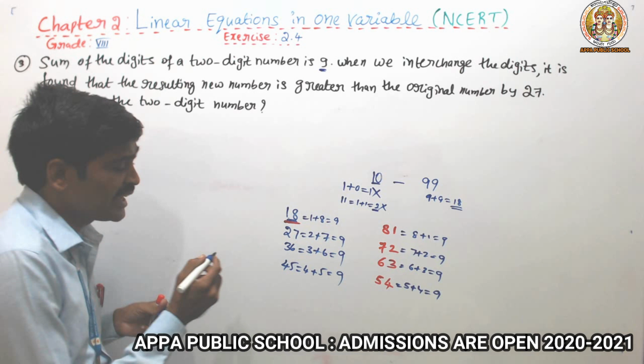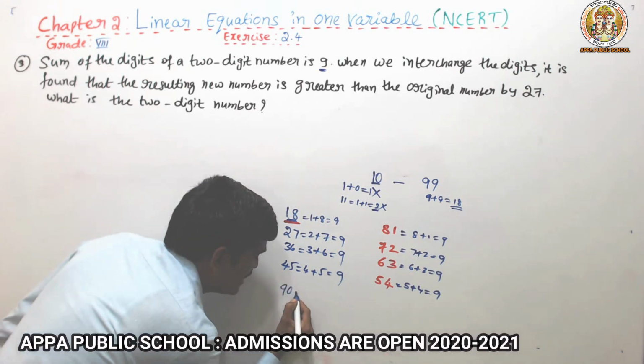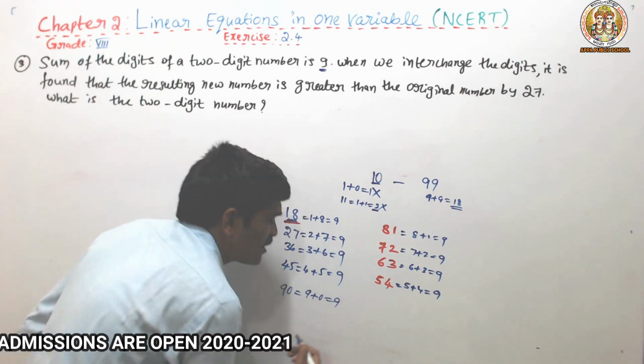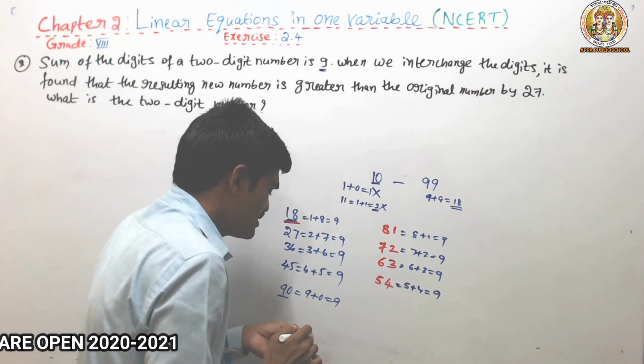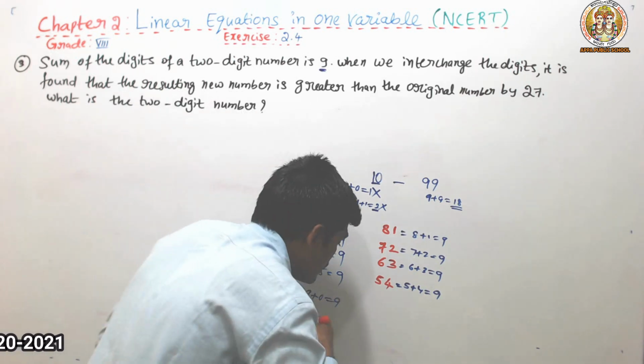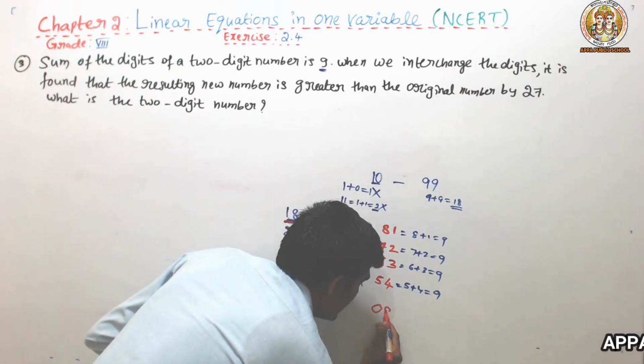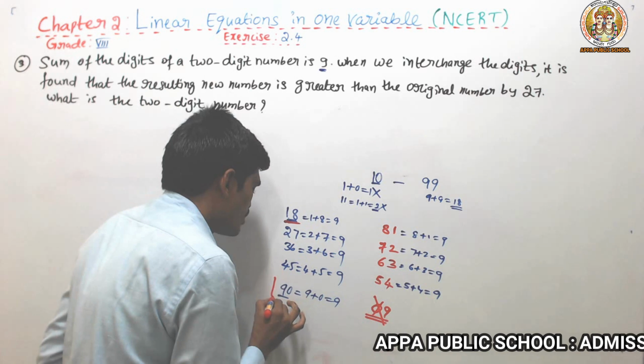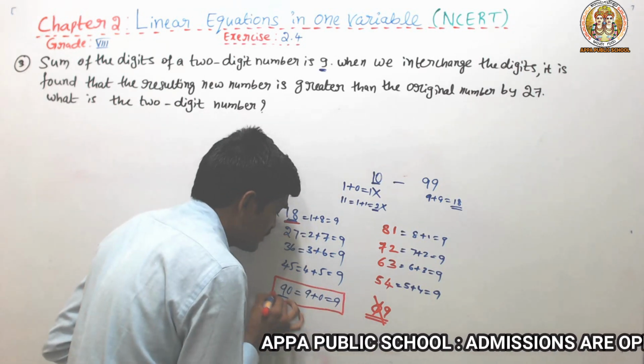See, suppose you take 90, my dear students, what will happen? 90 means 9 plus 0, you will get 9. But 90 interchange means it will become 09. Observe carefully. Is 09 a two-digit number? Sorry. So this is not possible. That's why I am not taking 90.